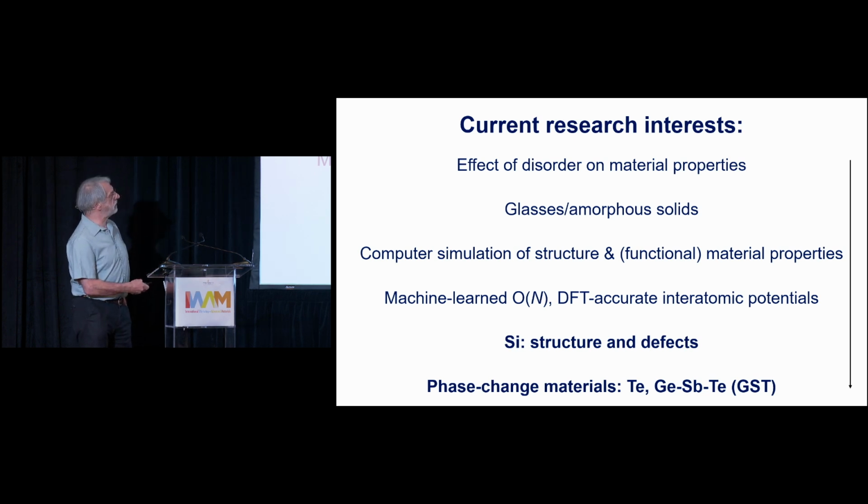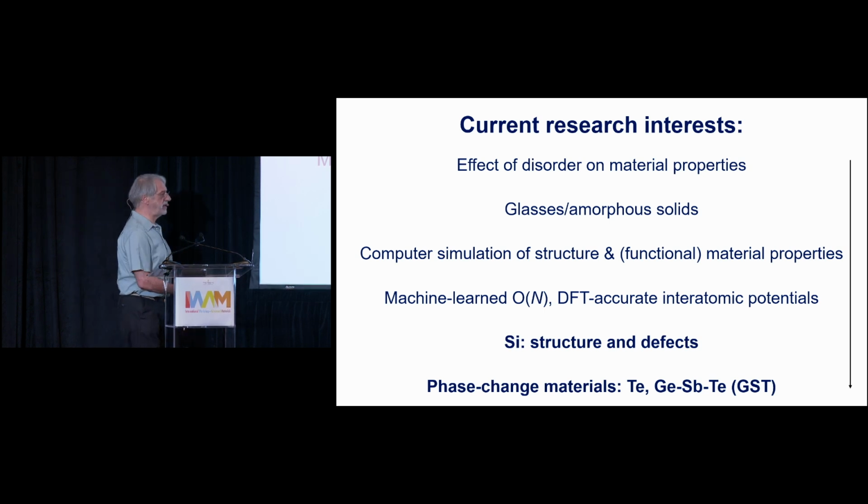And in the last 5-6 years, I've got very involved and interested in machine-learned interatomic potentials for simulations, and these are interesting because they're linear scaling, unlike DFT, which is cubic scaling. So you double the number of atoms, you only double the time to do the simulations. And the applications I'll very briefly mention silicon structure and defects, but most of the time on phase change materials. And the materials I'm talking about, tellurium and this germanium antimony tellurium material.